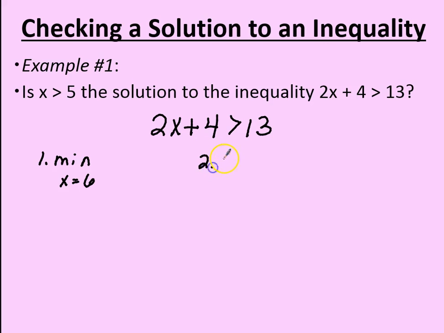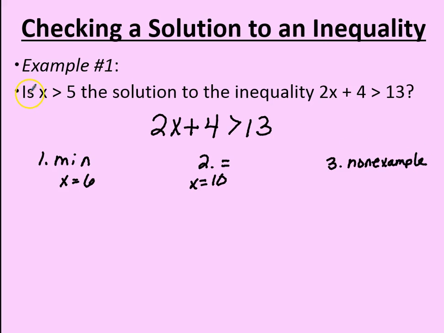I'm also going to check some number higher than 6. So what's a number higher than 6? I'm going to check 10. And this should make it true because it's part of this. And then last, I'm going to pick a non-example.